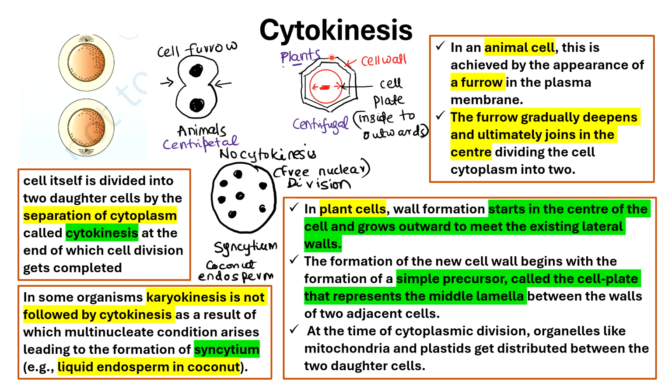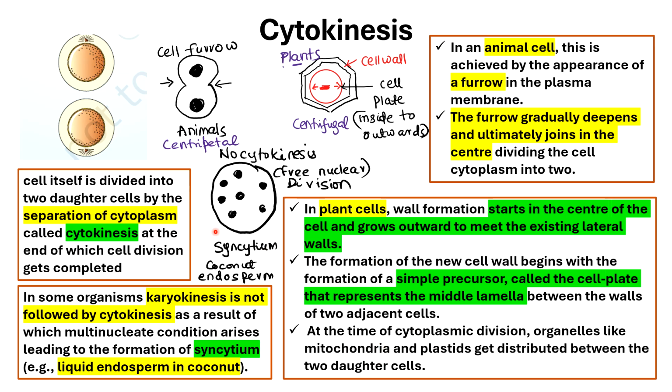But in the case of plant cells, what happens? There is the presence of a cell wall, which is a rigid structure. This furrow cannot take place. So in the middle, there is something called a cell plate. In plants, wall formation starts in the center of the cell. The formation of the new cell wall begins with the formation of a simple precursor called a cell plate. So this moves from inside to outside, forming the new cells.